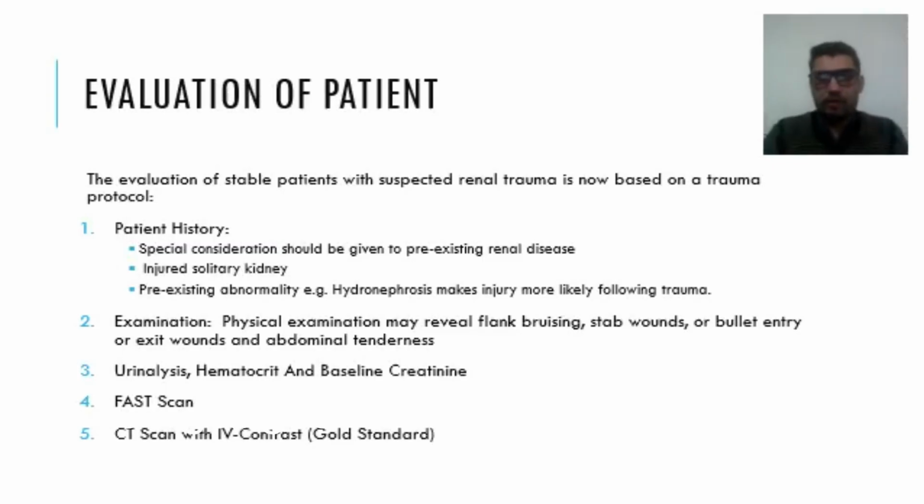Now going toward the evaluation of the patient. Evaluation of a stable patient follows a structured trauma protocol. History should include pre-existing renal disease or solitary kidney. Examination may reveal flank bruising or penetrating wound. And investigations include urinalysis, hematocrit, serum creatinine, FAST scan, and CT scan with IV contrast, which is the gold standard.